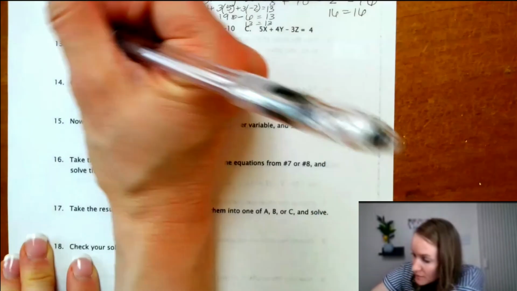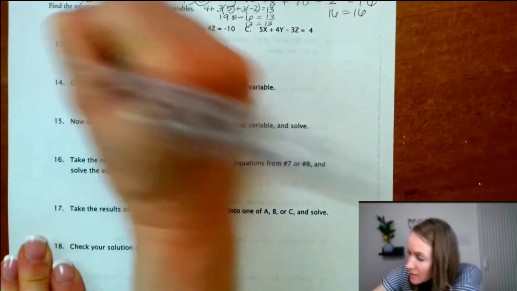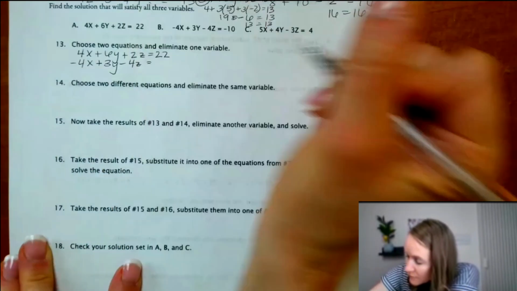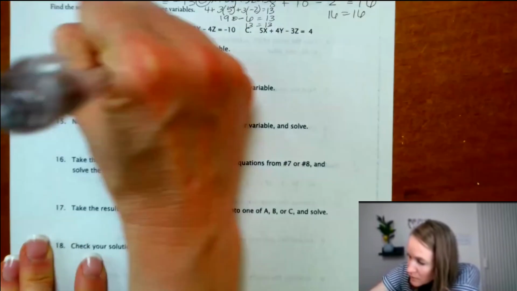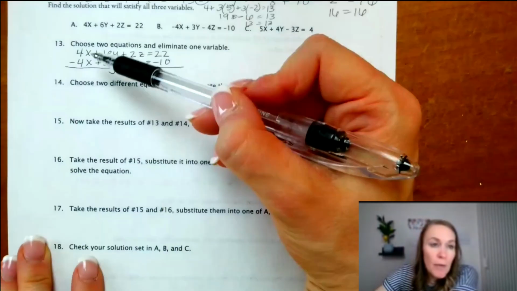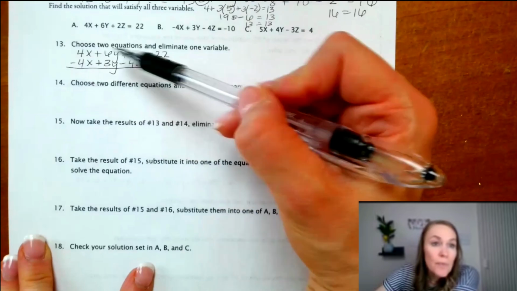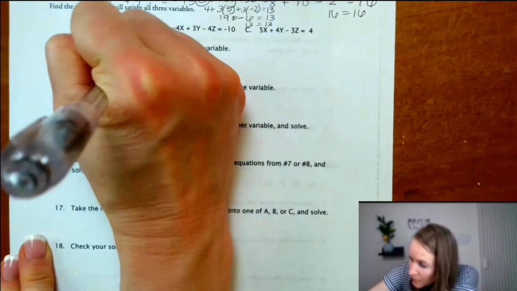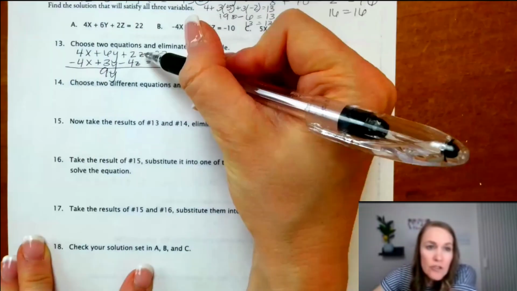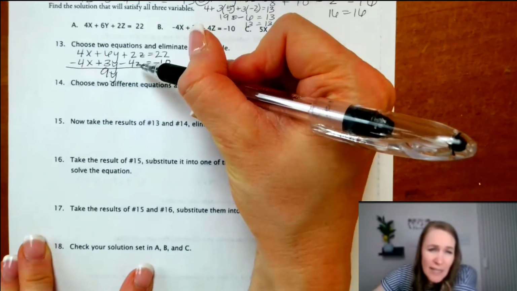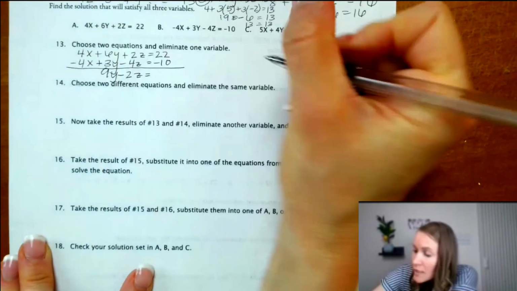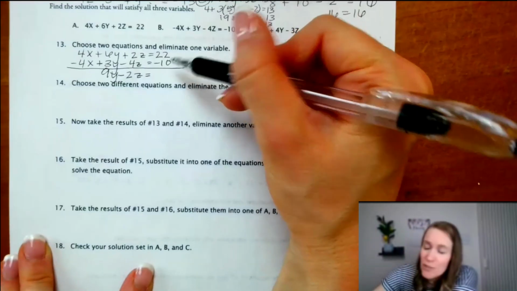Negative 4x, so negative 4x plus 3y minus 4z equals negative 10. Okay, positive 4x minus 4x is 0. 6y plus 3y is 9y. 2z minus 4z is negative 2z equals 22 minus 10 is 12.